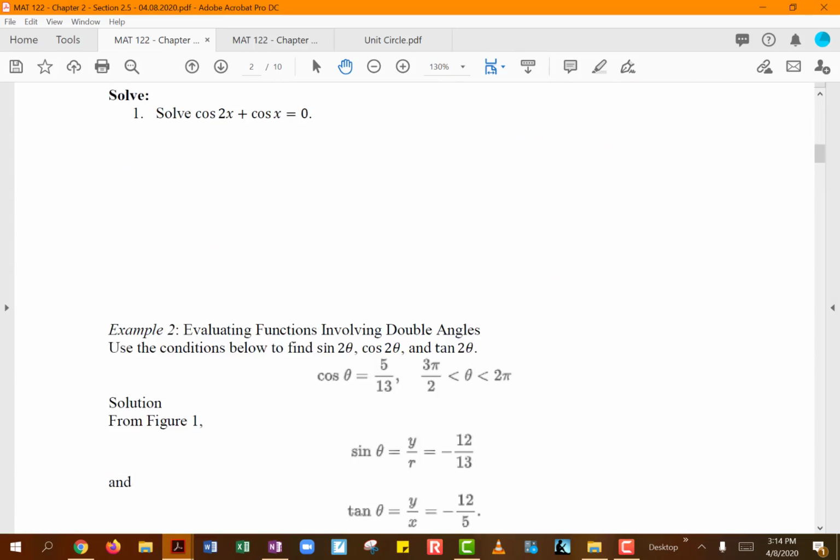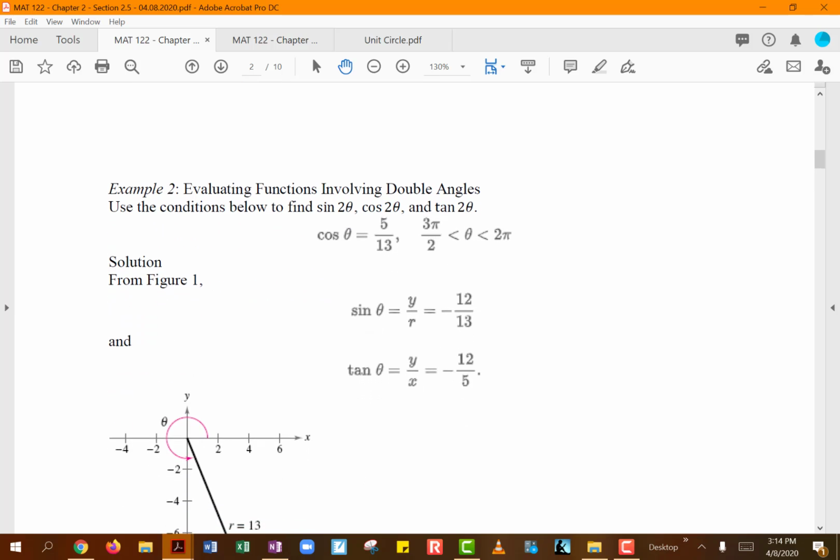Now let's take a look at a different type of example here. So they're asking us to evaluate functions involving double angles. So we are given cosine of theta equals 5 over 13, and your angle theta is between 3 pi halves and 2 pi, so that's of course a quadrant 4 angle, right? And they're asking us based on this condition to find sine of 2 theta, cosine of 2 theta, and tangent of 2 theta.